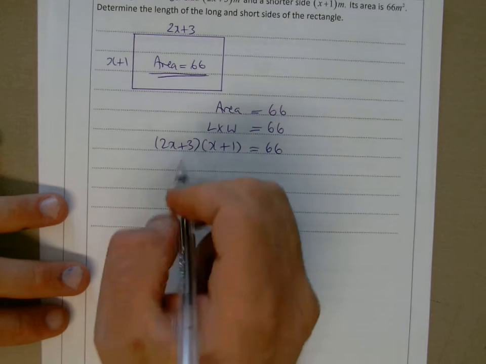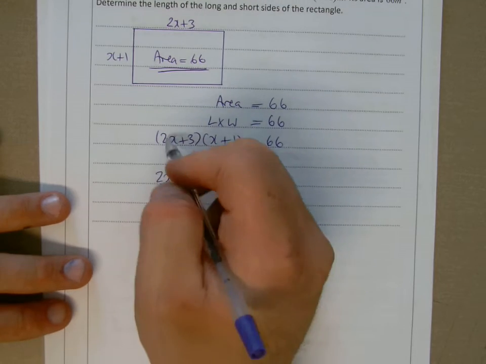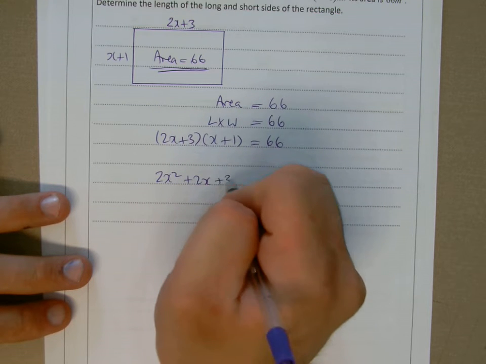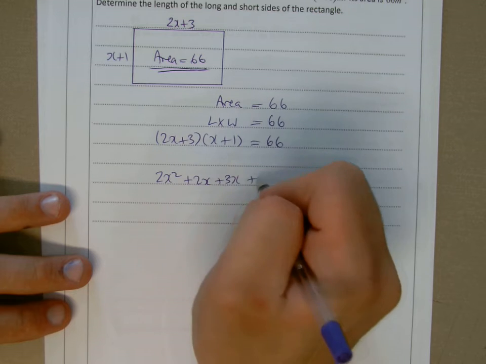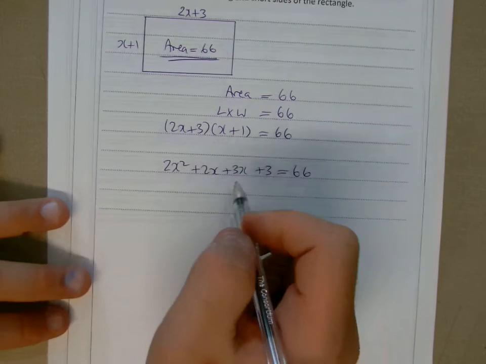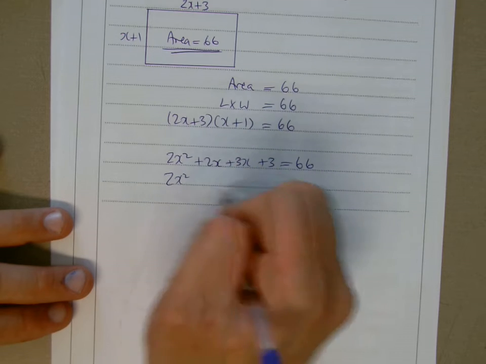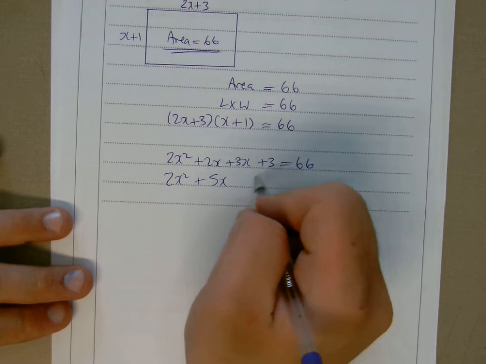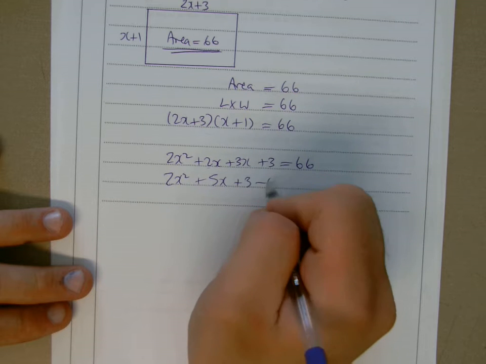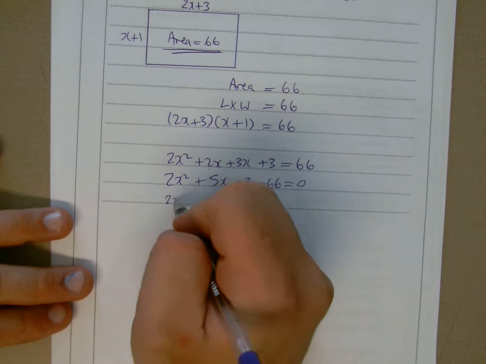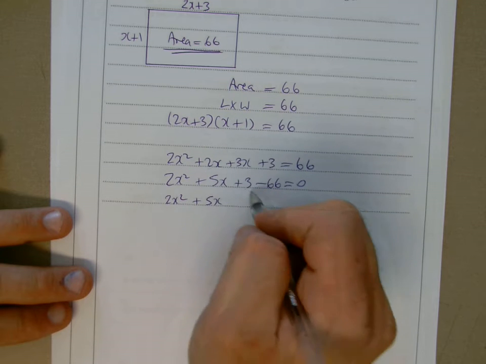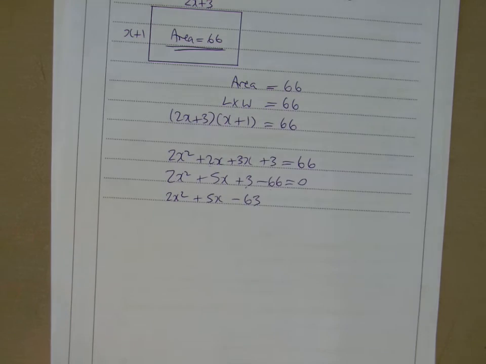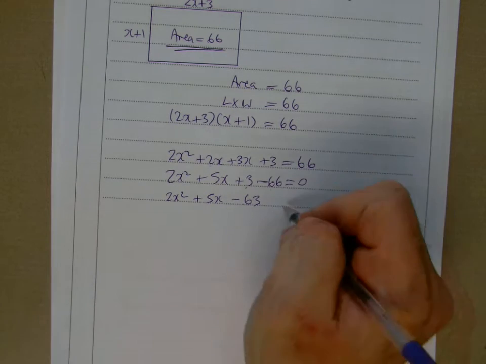So first, 2x times x is 2x squared. Outers, 2x times 1 is 2x. Inners, 3 times x is 3x. Lasts, 3 times 1 is 3. And that will equal 66. Simplify it. 2x squared, put them together, you get 5x. Now, you've got 3 here. Of course, take the 66 over to get it equal to 0. So, 3 take away 66 is minus 63. Okay? Minus 63. And that equals 0.